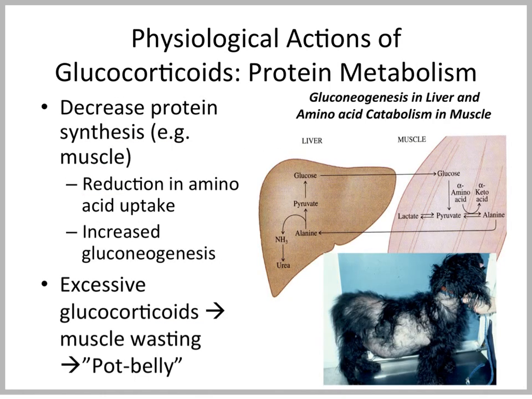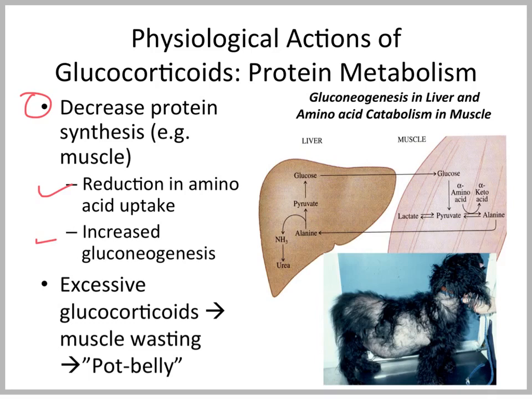So on this slide, let's focus in on the protein metabolic effects of glucocorticoids. On the right, we have some of the biochemistry going on, and also at the bottom, a dog with hyperadrenocorticism. So you can kind of see the whole picture of an animal being affected by excess glucocorticoids. But let's look at the biochemical effects. Glucocorticoids decrease protein synthesis, for instance in muscle. They do this by reducing amino acid uptake and increasing gluconeogenesis.